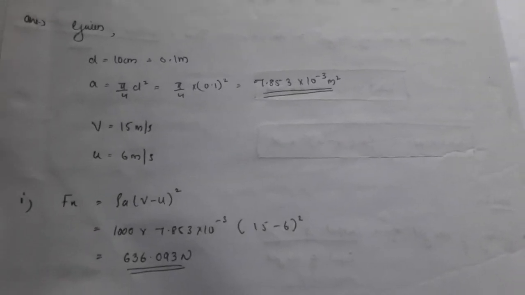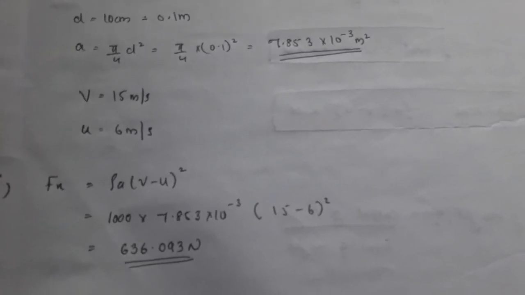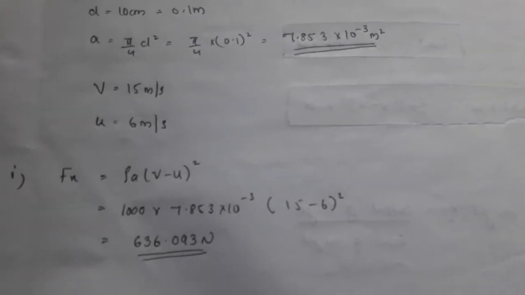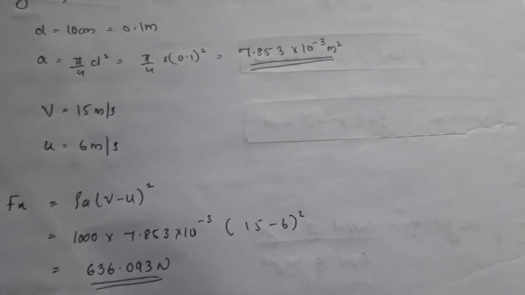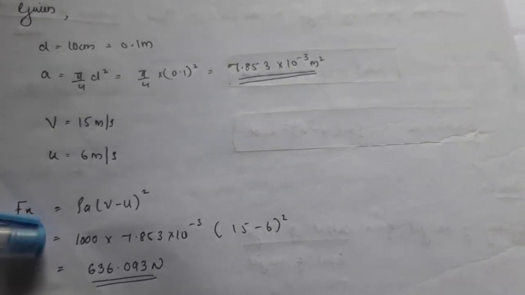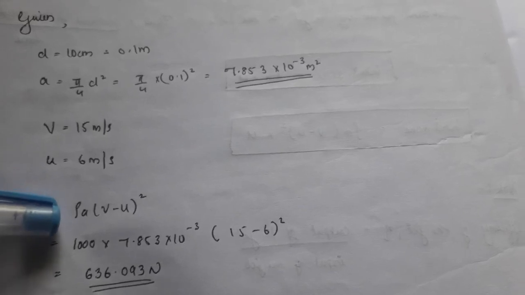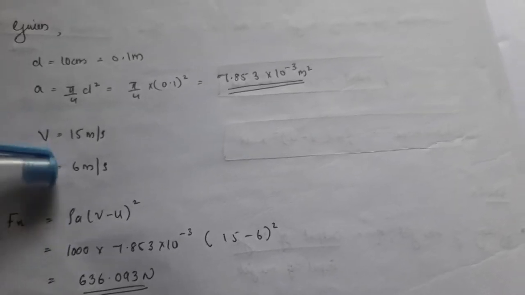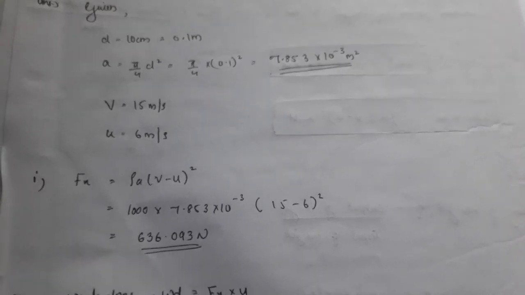Our first question is the force exerted by the jet on the plate. We know the equation: force is density into area into V minus U the whole square. We substitute all the values: density 1000 into area 7.853 into 10 raised to minus 3 into V minus U, 50 minus 6, the whole square. So we get the force exerted by the jet on the plate as 636.093 Newton.